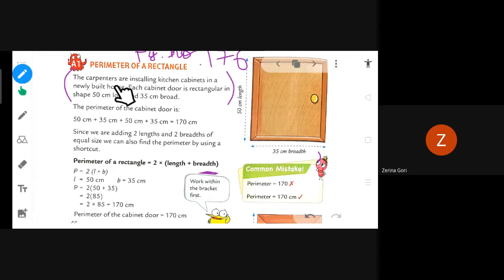Perimeter of a rectangle. Carpenters are installing kitchen cabinets in a newly built house. Each cabinet's door is rectangle in shape, 50 centimeter long and 35 centimeter broad.